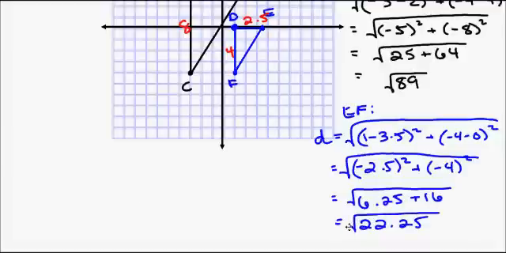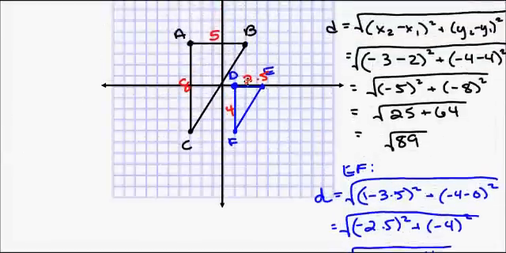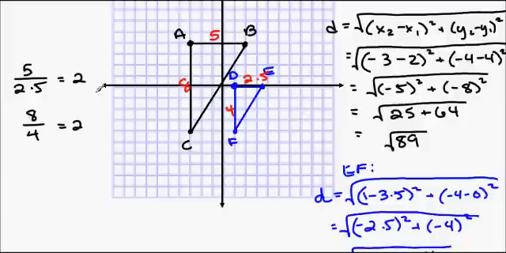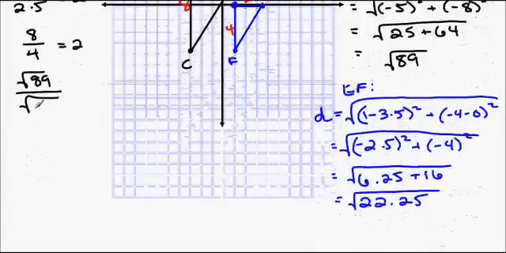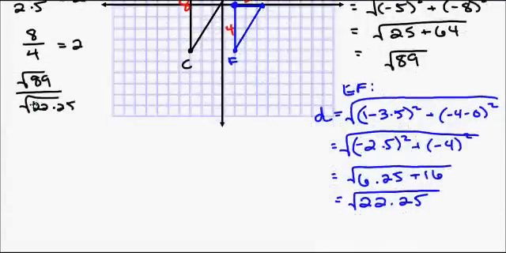Okay. And now we're going to set up our ratios and see if they're all equal. So AB I can see pretty clearly goes with DE. So 5 over 2.5, and that gives me 2. AC goes with DF, so that's 8 over 4, which gives me 2. So these two are good so far, but I want to make sure that the square root of 89 divided by the square root of 22.25 equals 2.